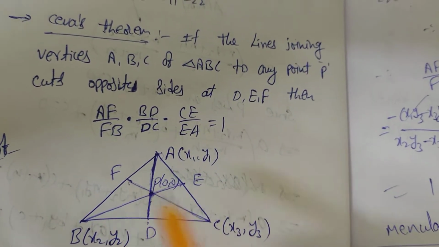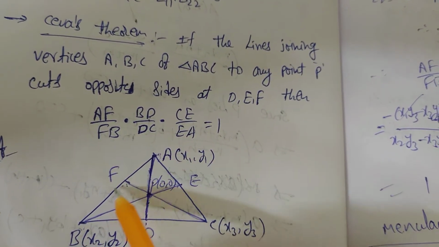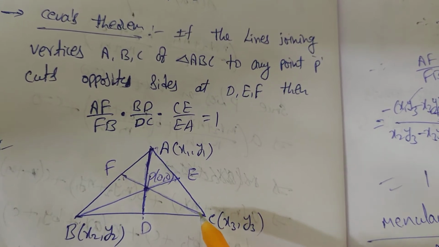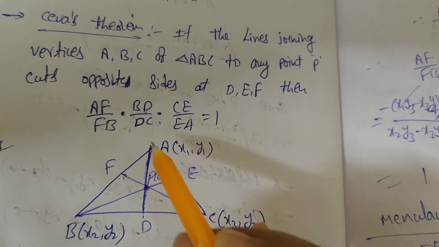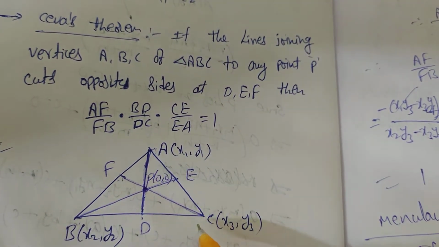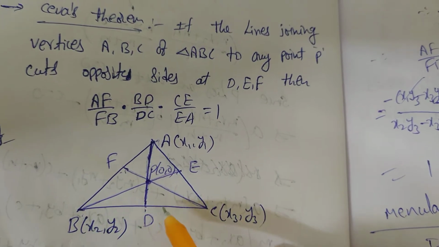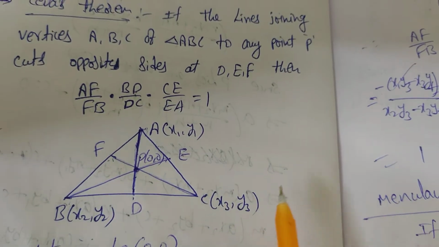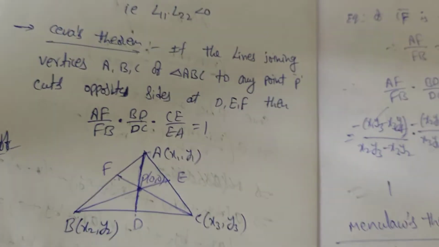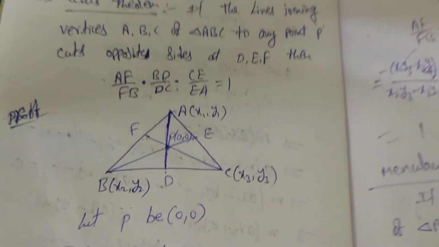Let us consider what he is asking, AF by FB in continuation order. If you go in clockwise direction, you continue in clockwise direction. If you go in anti-clockwise direction, you continue in anti-clockwise direction. So you can write in this way also or in this way. Here I have written AF by FB into BD by DC into CE by EA. So continuation you can write, that is equal to 1. This is called the Ceva's theorem. Based on this you can get some questions.